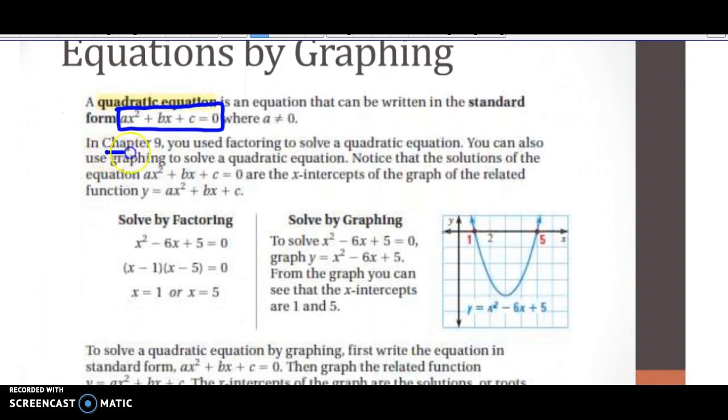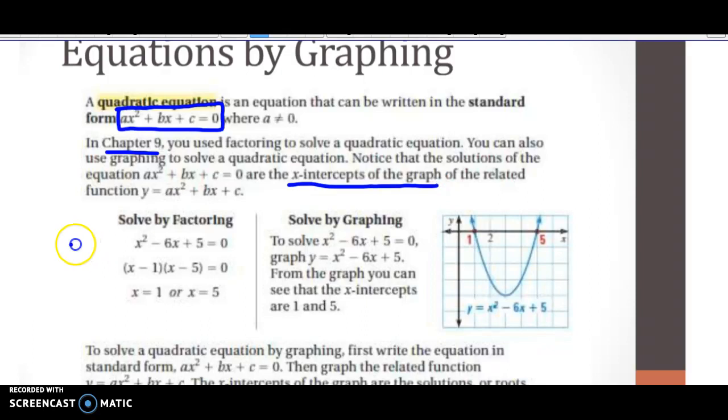So you might remember in chapter 9, we used factoring to solve quadratic equations. We just didn't realize that we were dealing with quadratic equations at the time. So we can also use graphing. This is a second way to solve quadratics. When we solve, we are looking for the x-intercepts of the graph. Those are the same values as our solution.